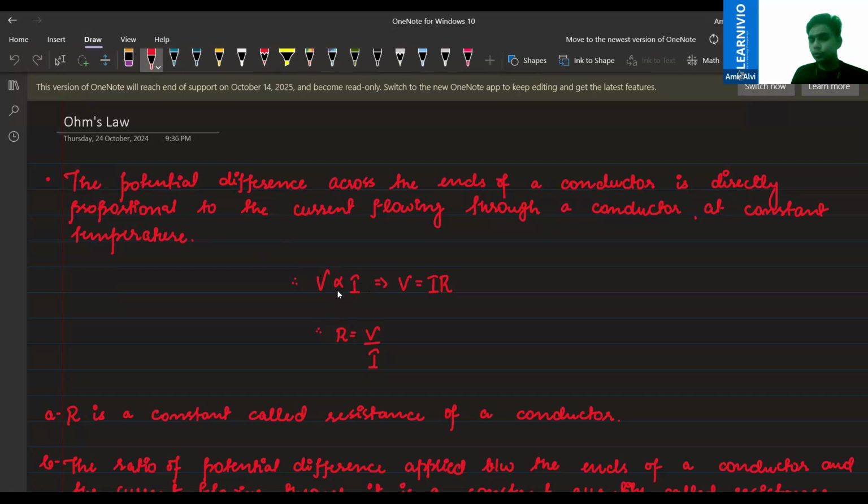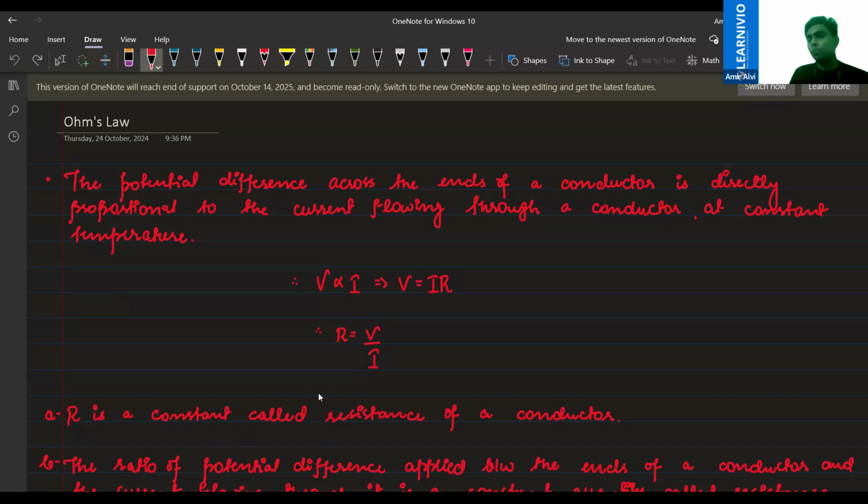If you remove this proportionality sign, what comes into the scenario is V equals IR. R is the constant which comes in when you remove that proportionality sign. So how do you calculate the resistance R? The resistance is the ratio of the potential difference to the current of the conductor. Clear? And R is the constant which is called the resistance of a conductor.